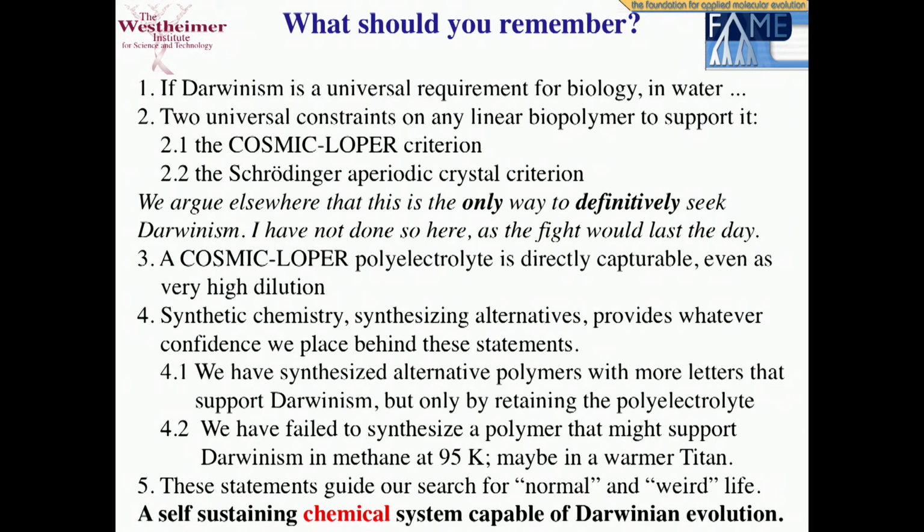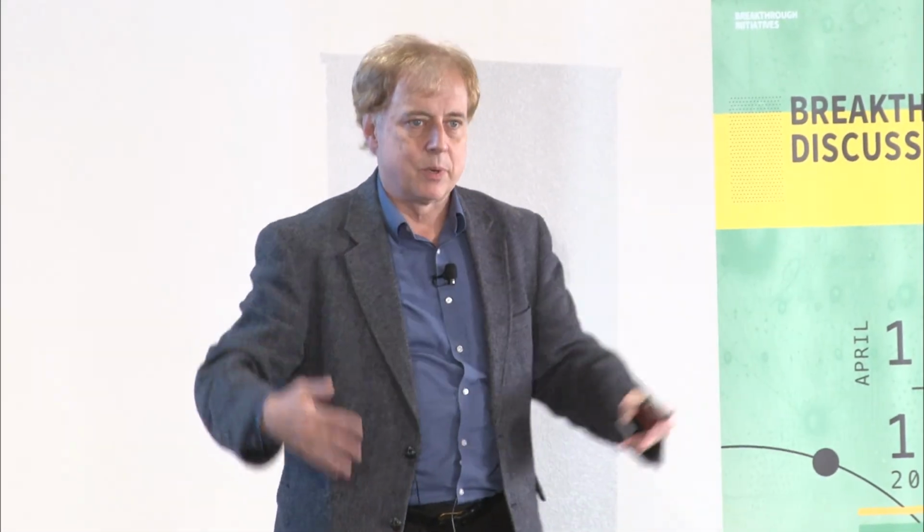But the idea here is that it's directly useful because that biopolymer polyelectrolyte is directly capturable even from very high dilution solutions. And the reason we have some confidence in these statements is because of the synthetic chemistry, where we synthesize lots and lots of alternatives to come up with these rules. We have synthesized alternative polymers with more letters that support Darwinism, and that is on the way to a synthetic Darwinism that is not related by common ancestry to anyone in this room.